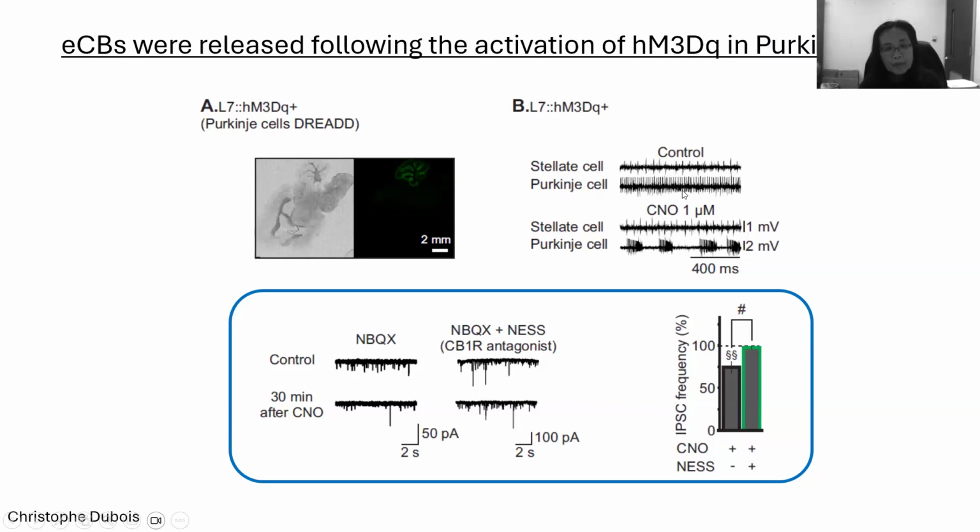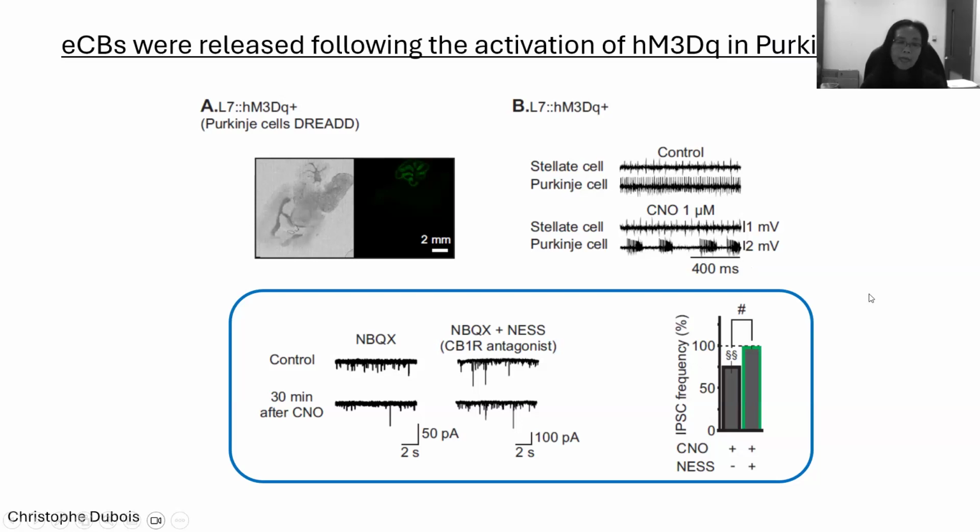Then Chris did a recording, looking at stellate cells and Purkinje cells. These are extracellular recordings of the spontaneous action potential firing in stellate cells and Purkinje cells. Then he applied 1 micromolar of CNO, which is the agonist of DREADD receptors. He found that it didn't really affect the stellate cell action potential firing, but it changed Purkinje cell action potential firing from regular activity to bursting activity.